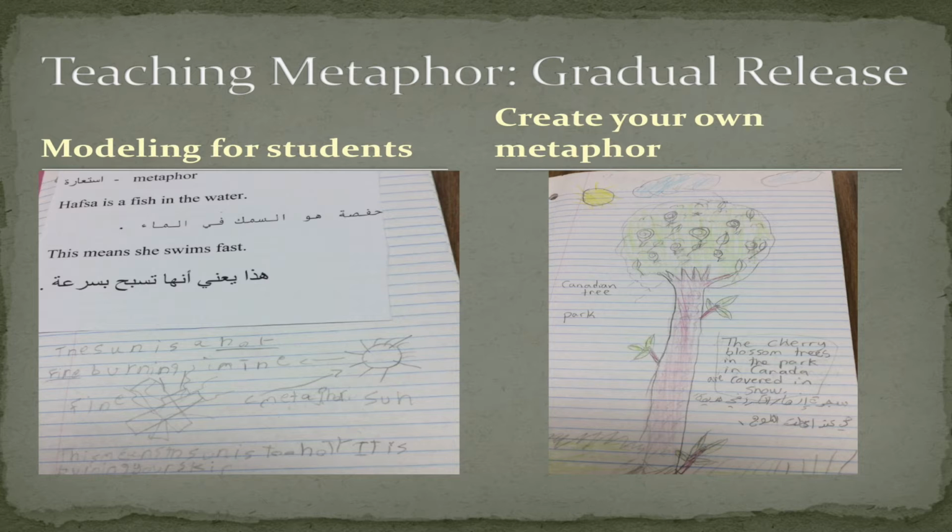And we did one together where we drew the sun on the board. And then they had to think of a picture they could compare the sun to. So you're comparing two objects. So we came up with fire, and we said that the sun is too hot. So the sun is a hot fire burning. So what we decided that meant was that the sun is too hot and I'm sweating. And it's one of those hot days.